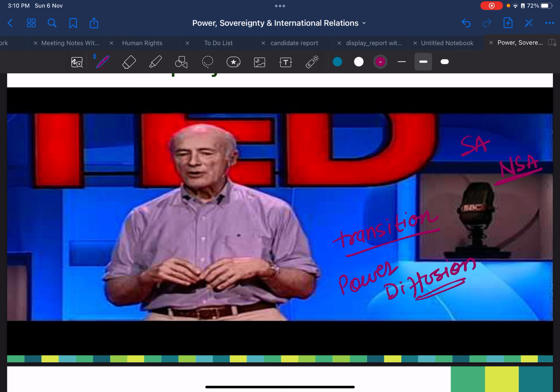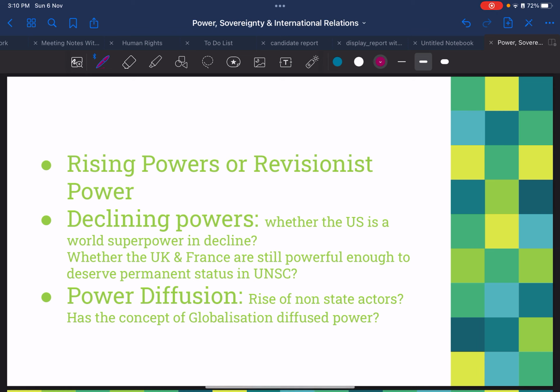We'll move further here. Now, there are some more related concepts to power. One is rising power or revisionist power. Understand this: rising powers, or revisionist powers, are the ones who are reviving their power. Once upon a time in history they were powerful countries, but then they became dormant, and now they want to become powerful again. For example, China, India, Iran, and a lot of other countries which in history were considered powerful, but are now emerging or reviving their power again.